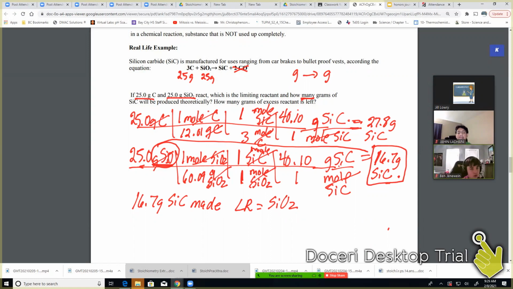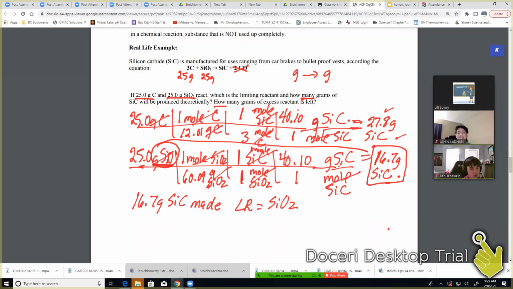Sometimes people will do all this work and they'll leave these two answers. They won't box one in. They won't say this is how much is actually made. You're not going to get any credit for that because you haven't made that decision with those two answers. And if you've done all that work and gotten it correct, then that could be pretty frustrating. So that is what you do to figure out how much is actually made and what is your limiting reactant.